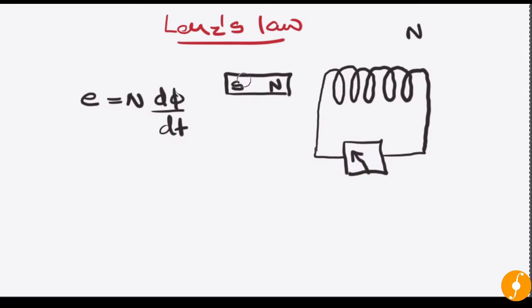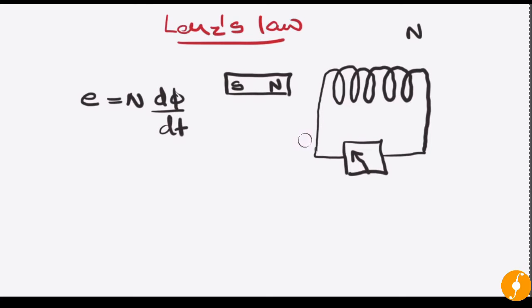So according to Lenz's law, the direction of induced EMF in a coil is always such that it will oppose the cause. So it means that whenever the magnetic flux links with a conductor or a coil, it will induce an EMF. The direction of induced EMF is in such a way that it will oppose the cause. That is, it will oppose whatever is causing the induced EMF.